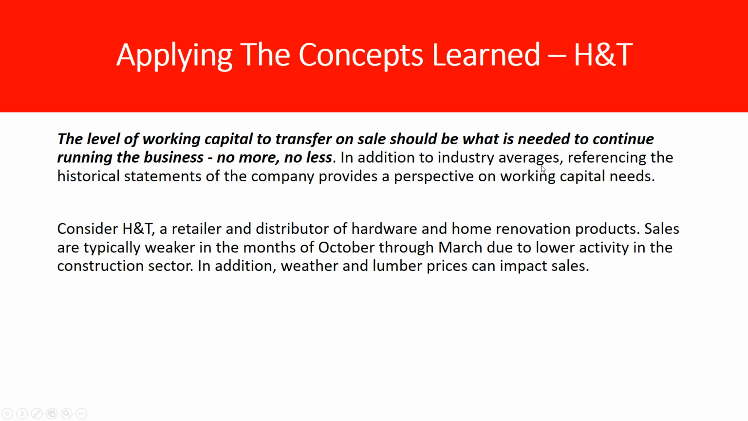In addition to industry averages, referencing the historical statements of the company provides a perspective on what the normal working capital levels of the business are. So consider H&T, a retailer and distributor of hardware and home renovation products. Sales are typically weaker in the months of October through March due to lower activity in the construction sector, whereas from March to October, the construction sector picks up, spring season, and therefore new home builds, and therefore demand increases. In addition, weather and lumber prices can impact sales.